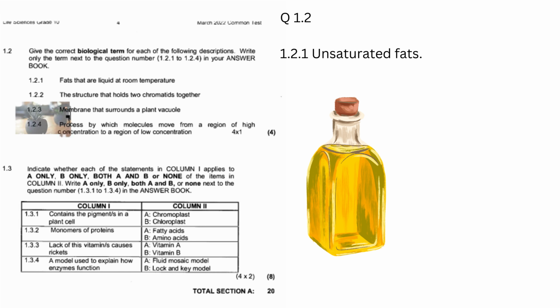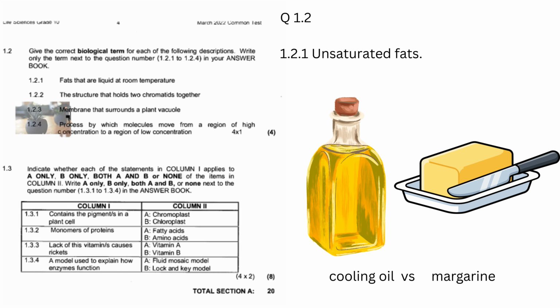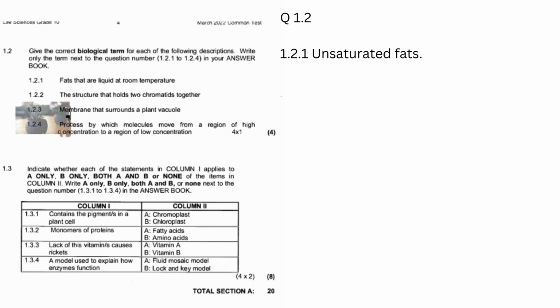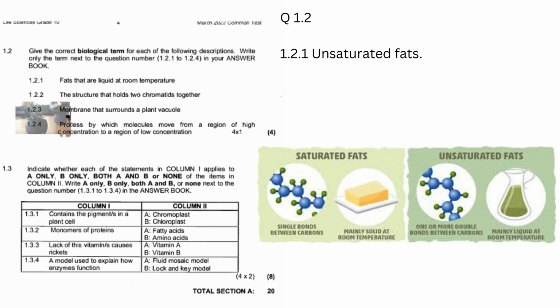Fats that are liquid at room temperature. The answer is unsaturated fats. Why? Because think about cooking oil and margarine. When you leave cooking oil on the counter, it stays liquid. Margarine, it stays solid. The reason is oils are unsaturated fats, and unsaturated fats are usually liquid at room temperature. So if the question says liquid fats, don't overthink it, that's unsaturated fats.